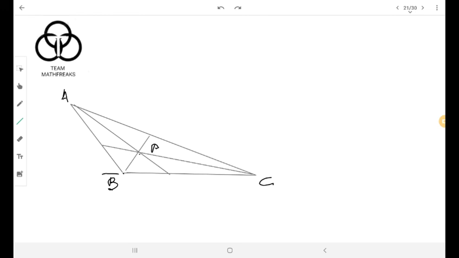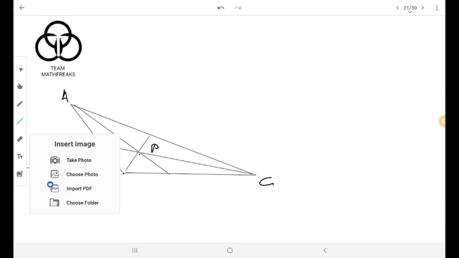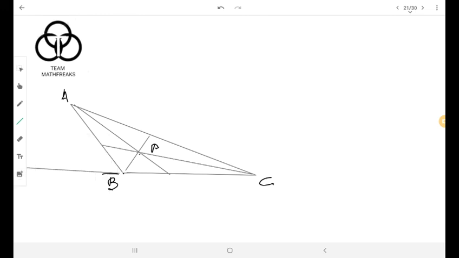I just extend BC to any point. Not any point. And I just draw the perpendicular from A to BC. Let it be N. And here I will draw the perpendicular from P. Let it be M. So these two are perpendicular on the same line. They are parallel also. We have AN perpendicular to BC.